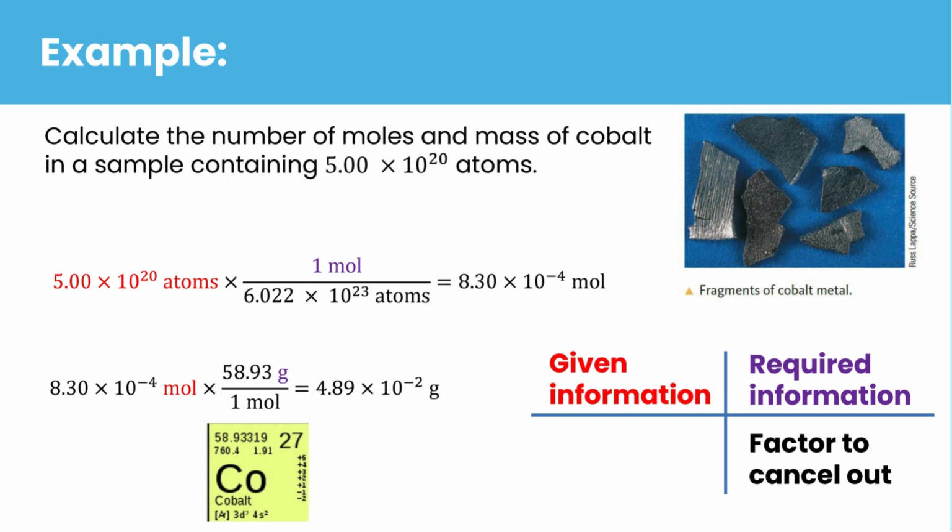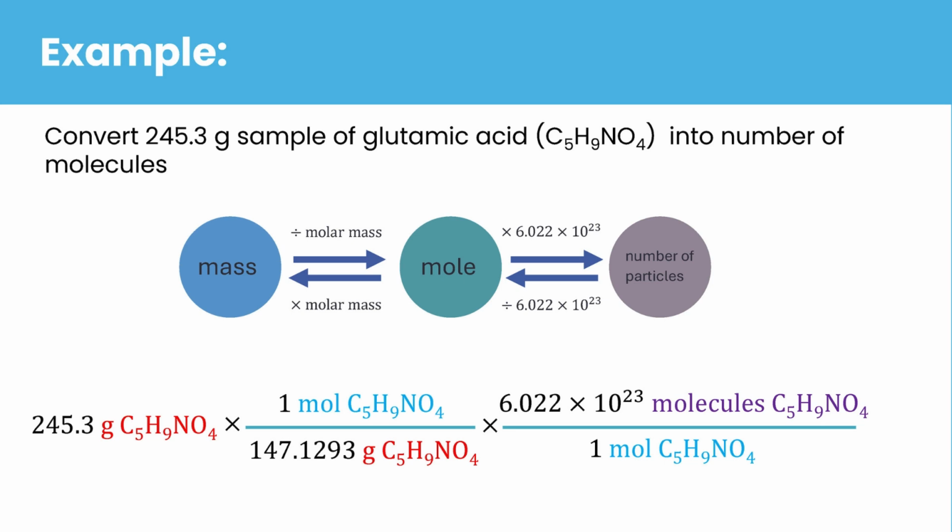Grams to molecules, like that glutamic acid example, start with 245.3 grams. Okay, grams to molecules, path grams, moles, then molecules. First, grams to moles. Need the molar mass of glutamic acid. The source uses 147.1293 g/mol. Right, so 245.3 g times 1 mole per 147.1293 grams. Grams cancel. Now you're in moles.